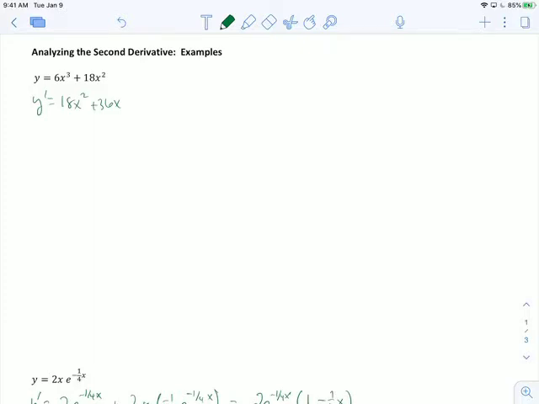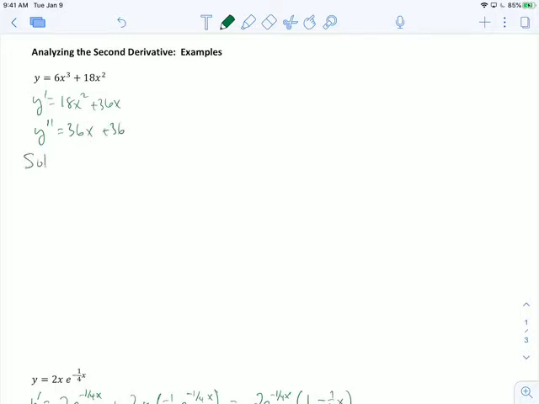and we're going to start. I've already calculated the first derivatives for us to remind us of where those were, so we'll start off by just calculating the second derivative and going from there. So our first example is a polynomial that we looked at last time, y equals 6x cubed plus 18x squared. Our second derivative is going to be 36x plus 36.